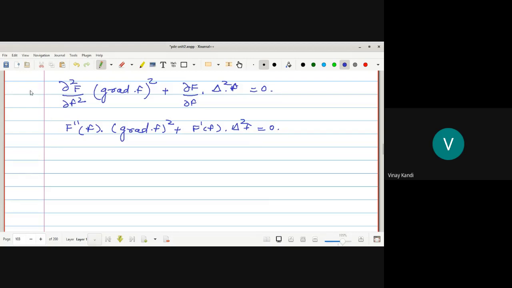Now by rearranging the terms we get F double dash of f divided by F dash of f is equal to minus of delta square f divided by gradient of f square. Give it as equation number 5. Okay, any doubt?